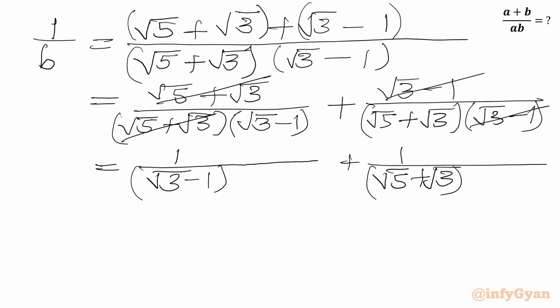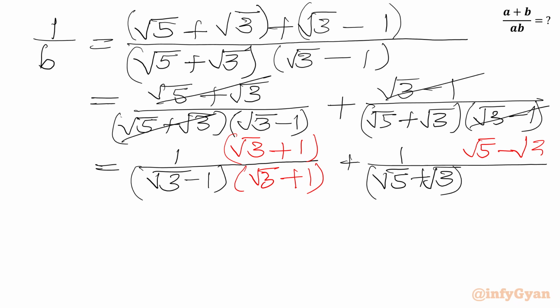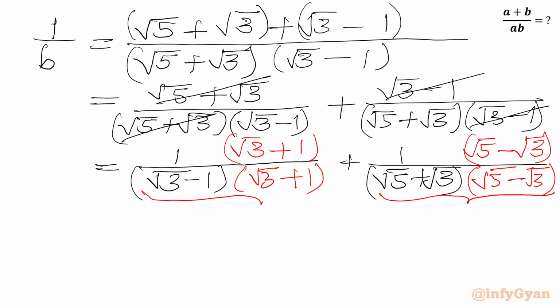Again we will rationalize our denominator. So we need to multiply by root 3 plus 1 here. So in the numerator, here I will multiply root 5 minus root 3 in the numerator and in the denominator. Again we are getting the a plus b times a minus b form in the denominator. So we will get 1 over b. This will be equal to root 3 plus 1 over root 3 square minus 1.